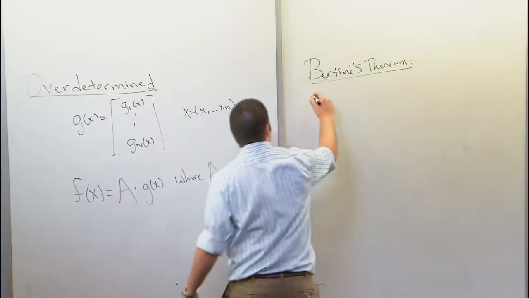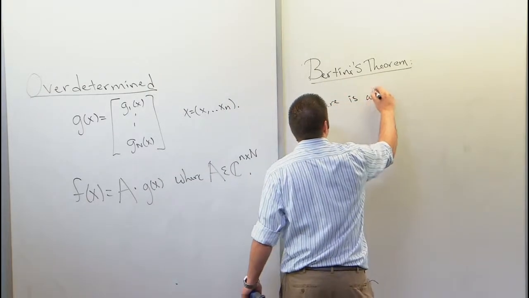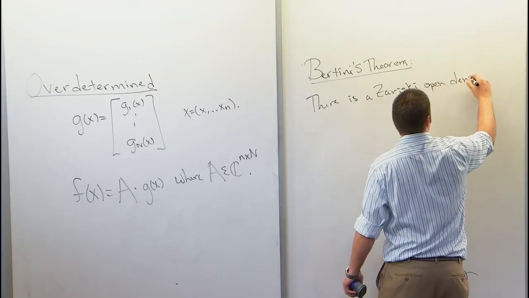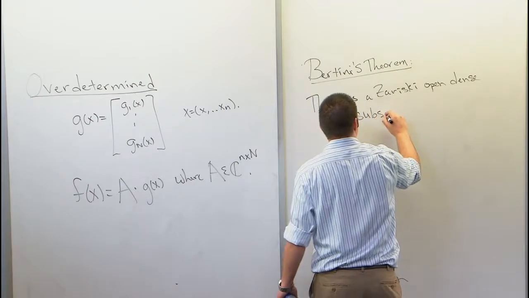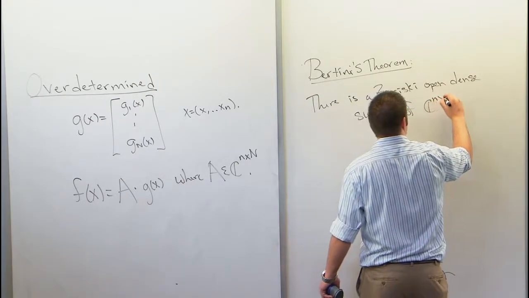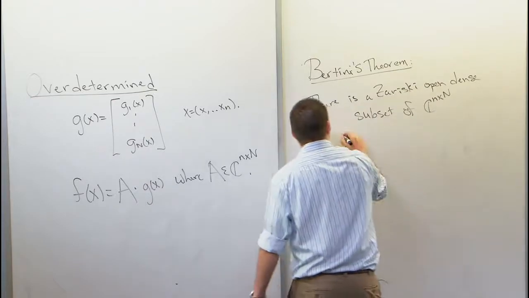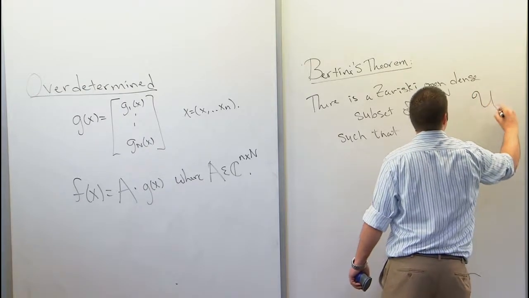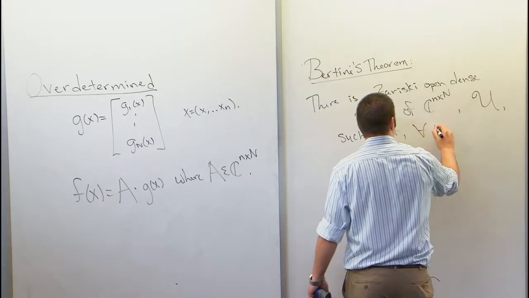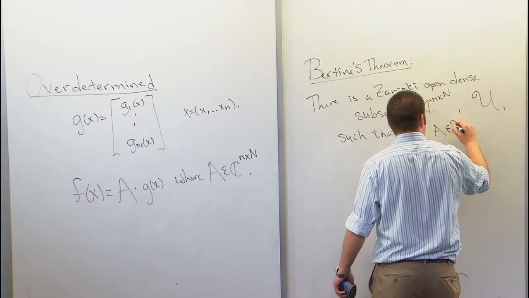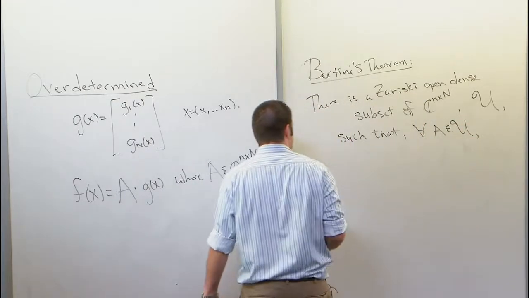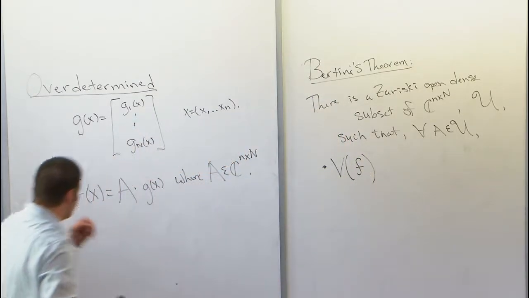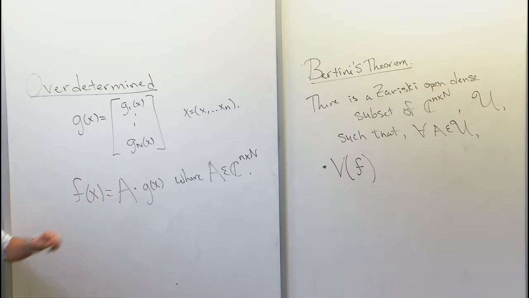So there is a Zariski open, dense subset of the n by n matrices. Let's call it U, such that for all matrices A in U, what's the relationship between f and g?